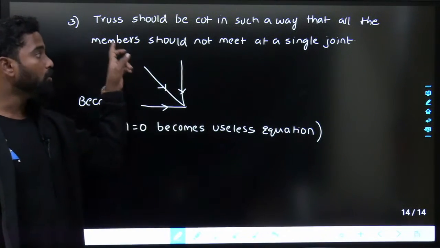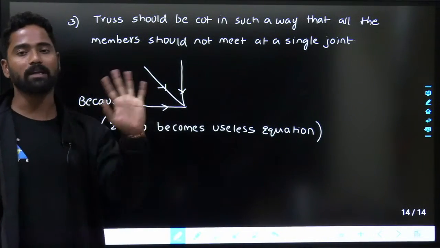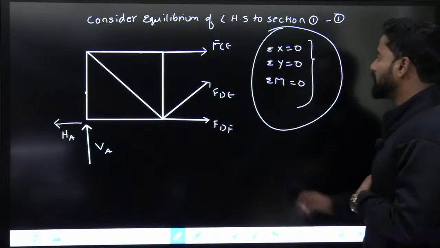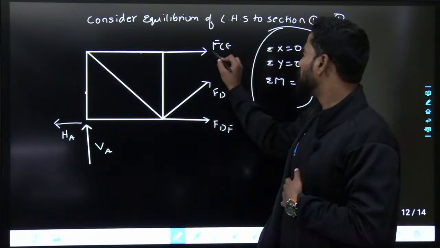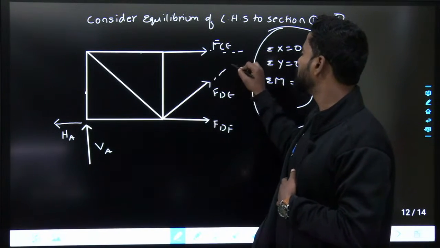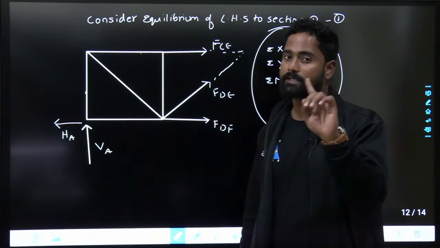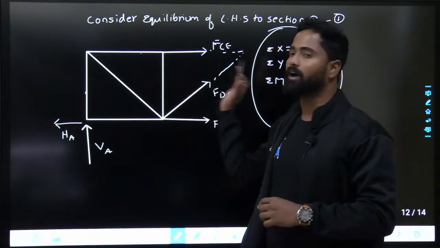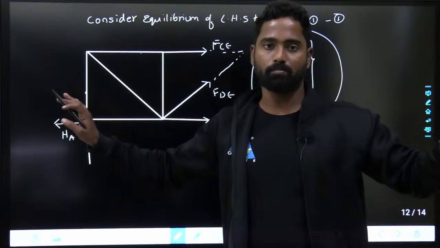So you have to cut in such a way that all the 3 members will not meet at a single joint. Here in this example, if you see, these 2 members are meeting at a single joint, but all the 3 members are not meeting at a single joint. So you have to cut in such a way that the truss is divided into 2 parts, not equal parts, but it should be divided into 2 parts.